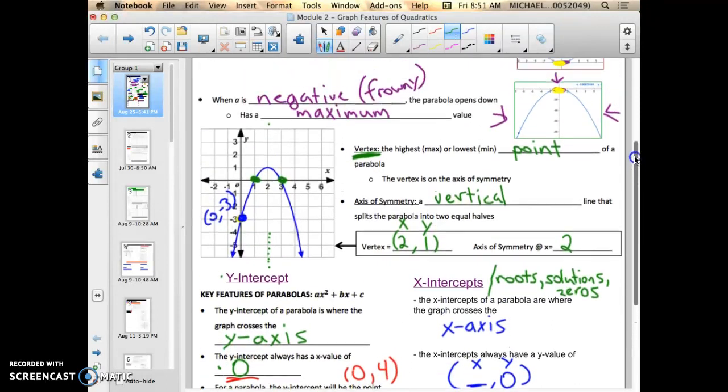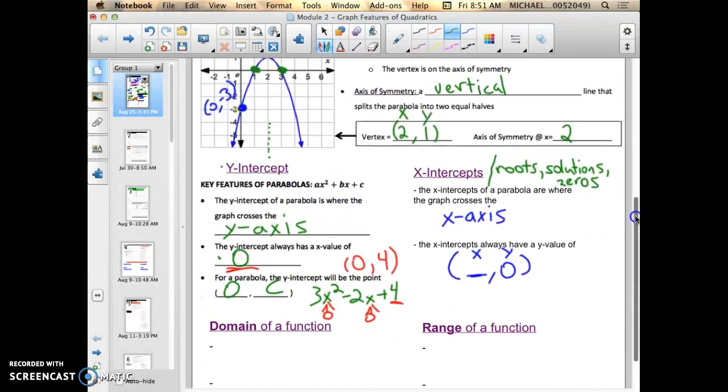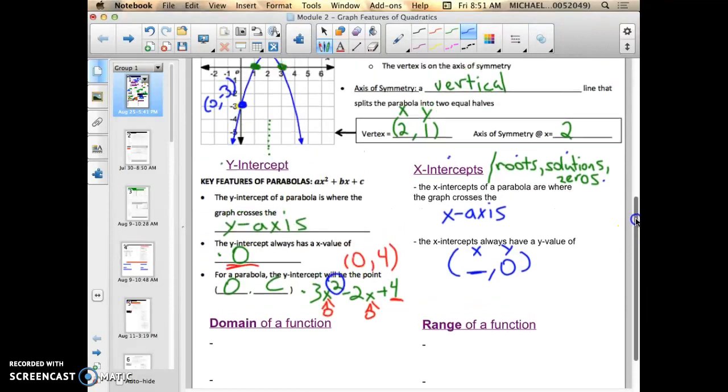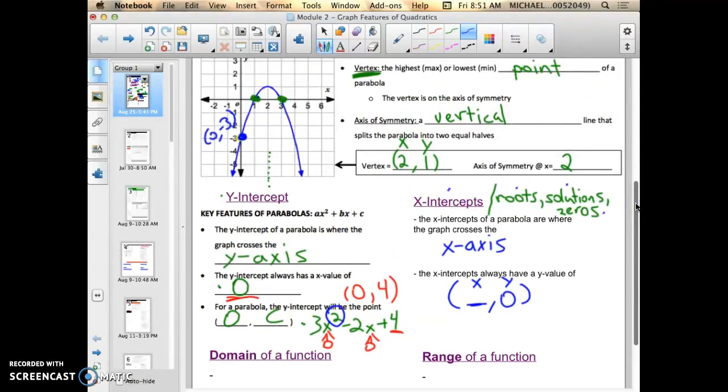But really, if I have a given quadratic function, this power of 2 means that I will have 2 roots, solutions, or zeros, and if they happen to be real solutions, they will also be x-intercepts, meaning that the graph will cross the x-axis somewhere. That's just a precursor to later in this module and then module 3 as well.